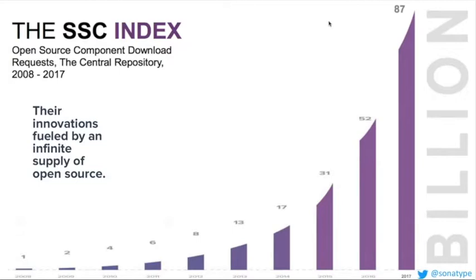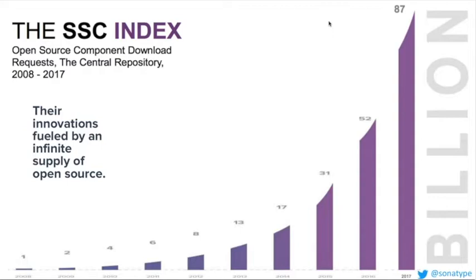Sonatype runs the Central Repository, the largest Java open source repository, on behalf of the Apache community. As we can see, in 2017 alone we had 87 billion components downloaded from the Central Repository. That is almost 70% growth in download requests compared to the previous year.